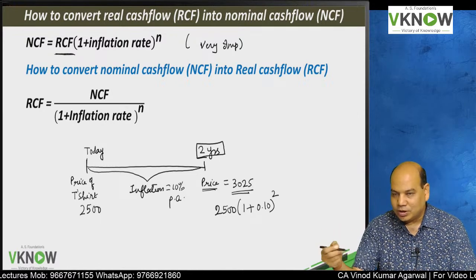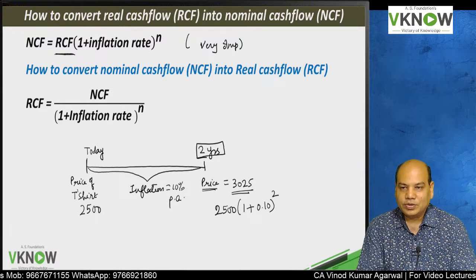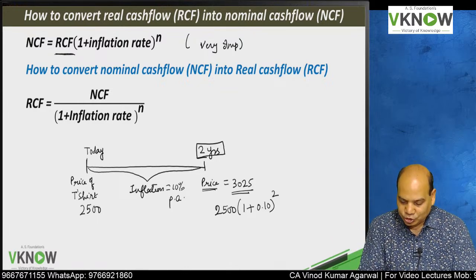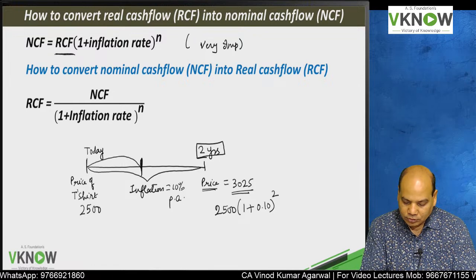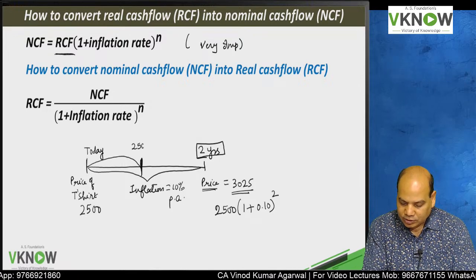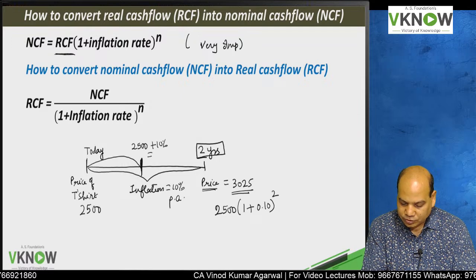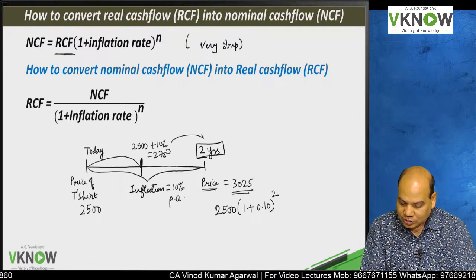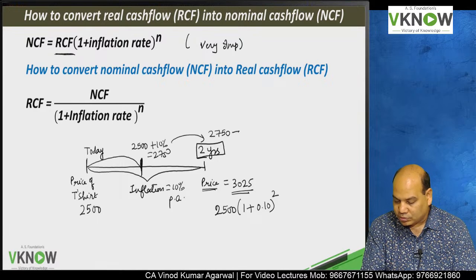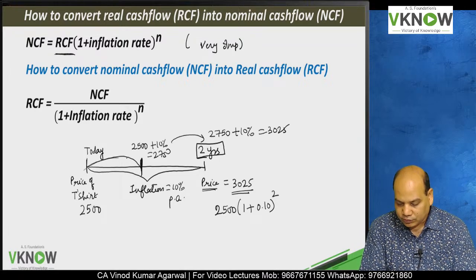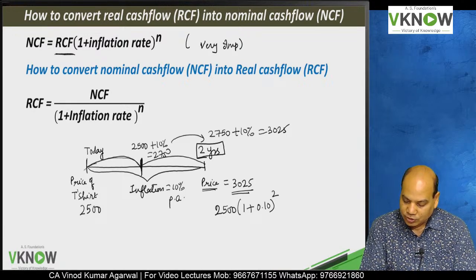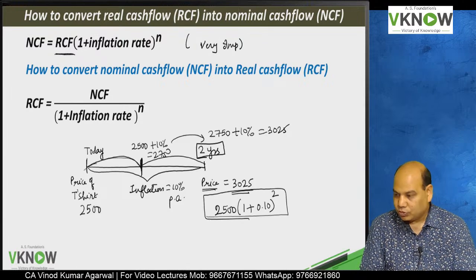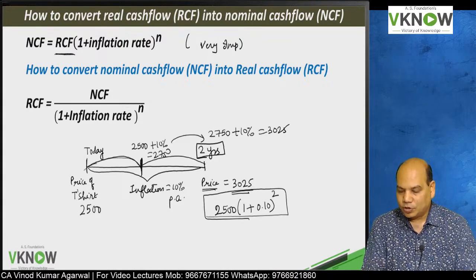10% every year. Effect of inflation is cumulative. Cumulative means understand step by step. After 1 year, this same t-shirt will cost you 2500 plus 10%, which is 2750. But next year, it will become 2750 plus 10%, which is 3025. So the effect of inflation is cumulative. Hence, we have to apply this formula to find nominal cash flow from real cash flow.